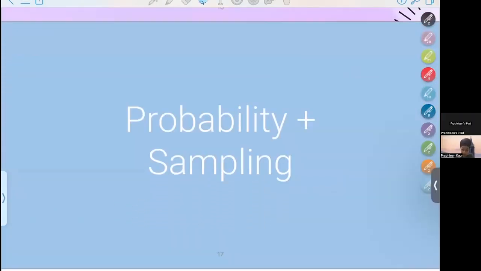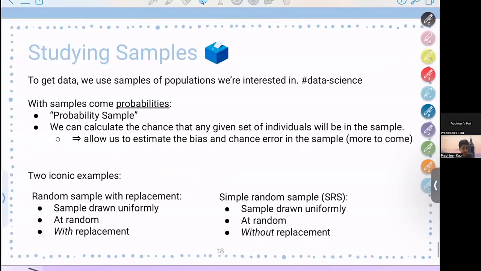The next topic we're going to cover is probability and sampling. To get data, we sample populations that we're interested in. We do studies. For example, if I was interested in the UC Berkeley student population and I was doing a study on them, I would most likely not be able to get all UC Berkeley students to participate. So I would be studying a sample, or a subset, of those people.